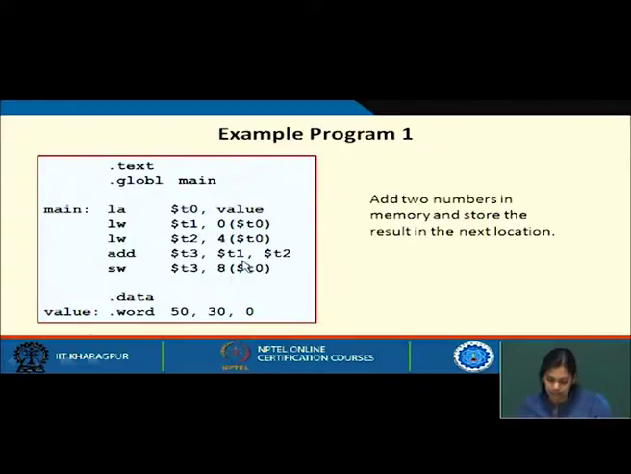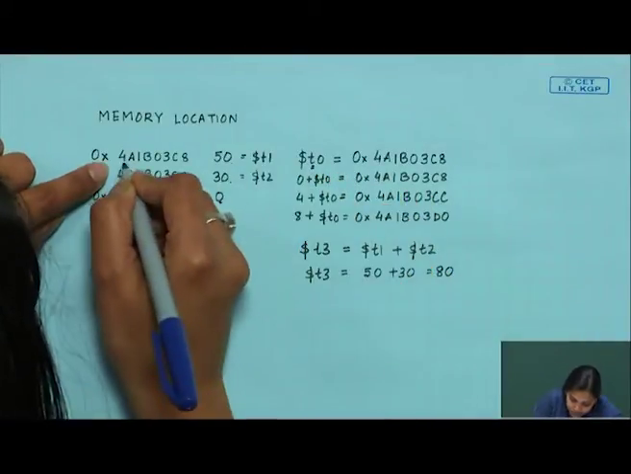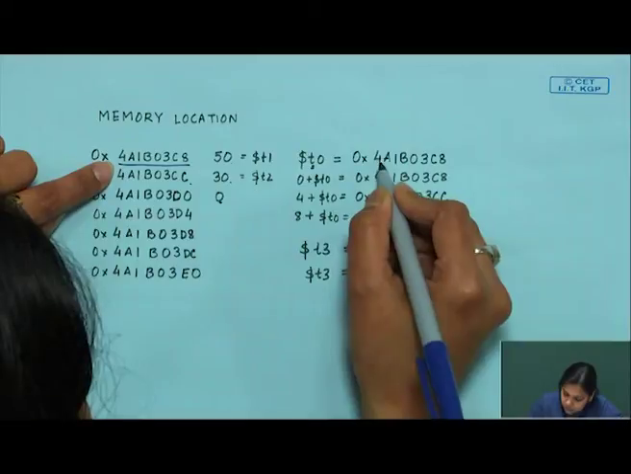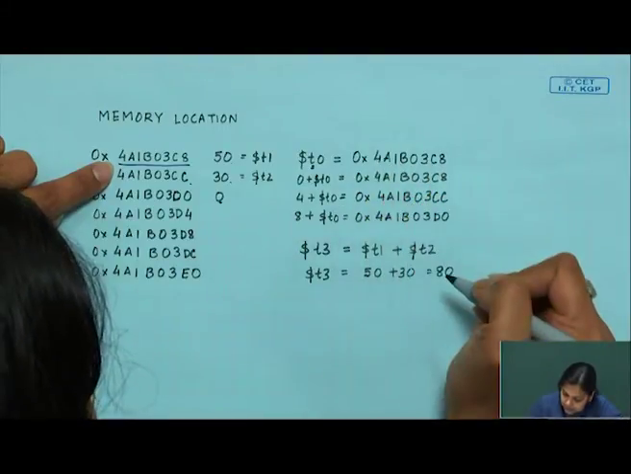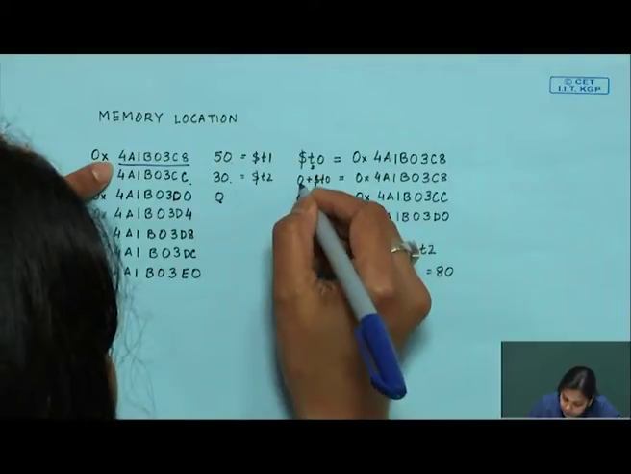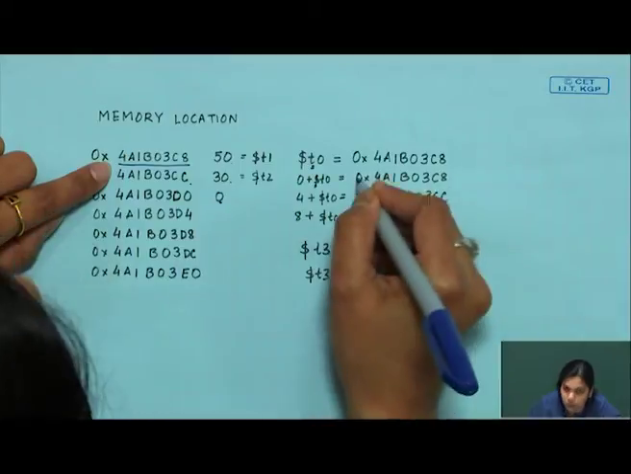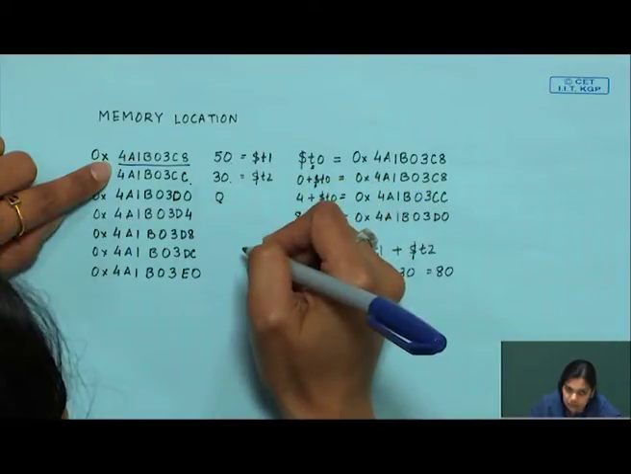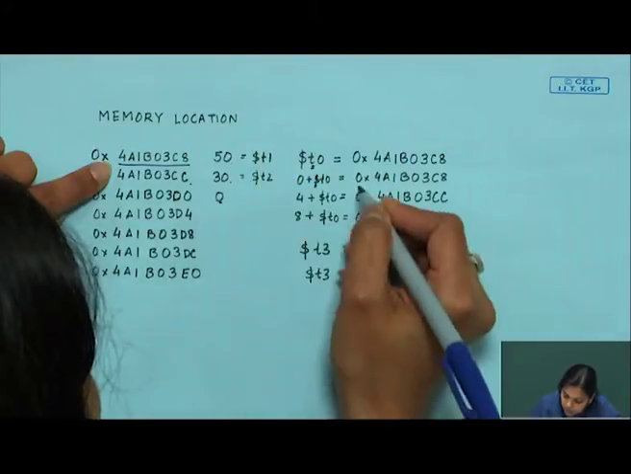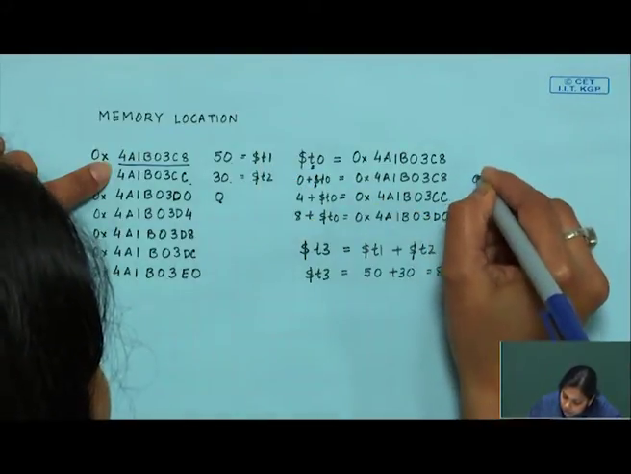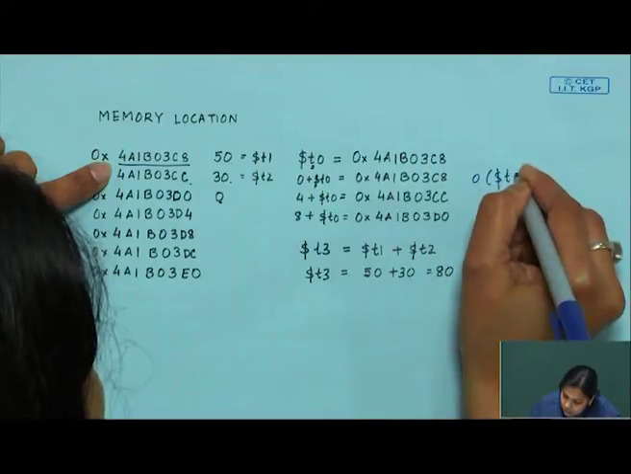So, again coming back here, that means in T0 my first address is loaded. I am just explaining here that in T0 I have loaded this address, 4A1B03C6. And what is 0 plus T0? 0 plus T0 will be the same address, which is loaded in my T1. So, in T1 I am loading 0 of $T0.